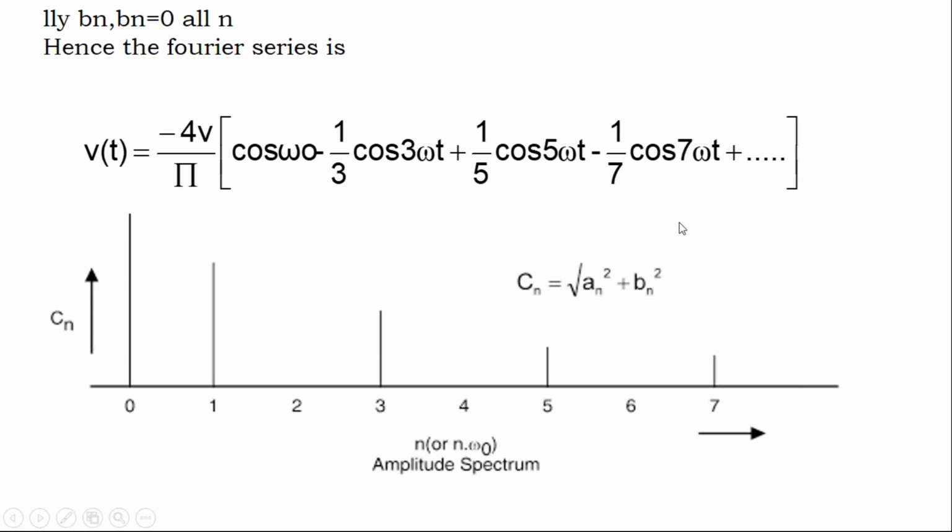So far we just calculated the Fourier series of a given square waveform. Now what you have to do is plot the amplitude and phase spectrum. How are you going to plot it? It's a simple thing. This is the mathematical equation for amplitude, which you can write as Cn equal to square root of An square plus Bn square, and the phase part you can write as theta n equal to tan inverse of Bn by An.